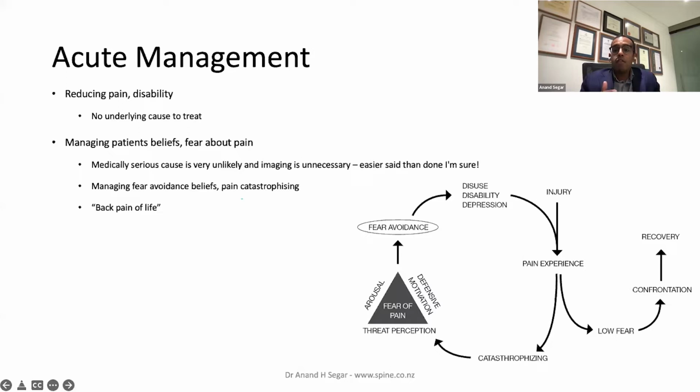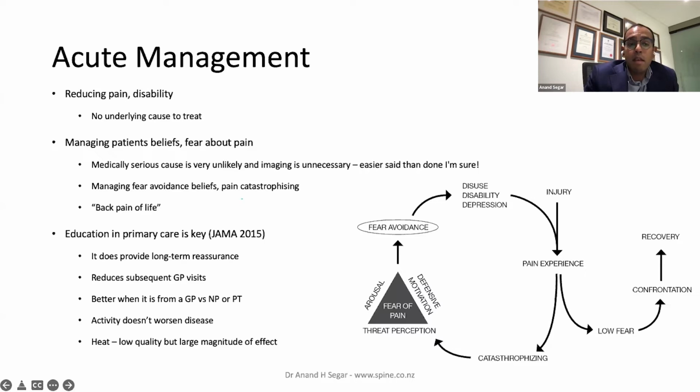Whereas if we can manage their pain experience appropriately, get them into the low fear side of things, they're more likely to recover. And I try, as I've said before, to explain it to them as the back pain of life, and they're not going to come to any harm by doing it. They're going to aggravate their symptoms, but they're not going to make any underlying, generally any underlying problem any worse.